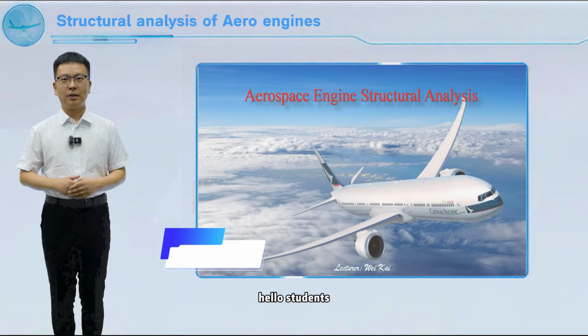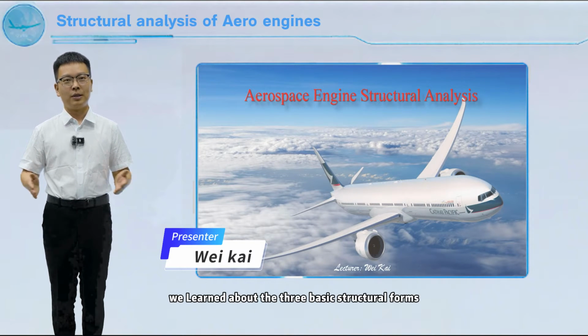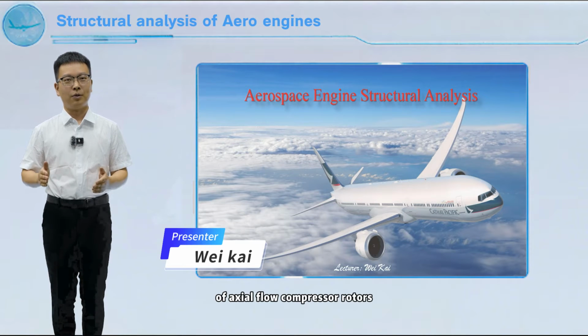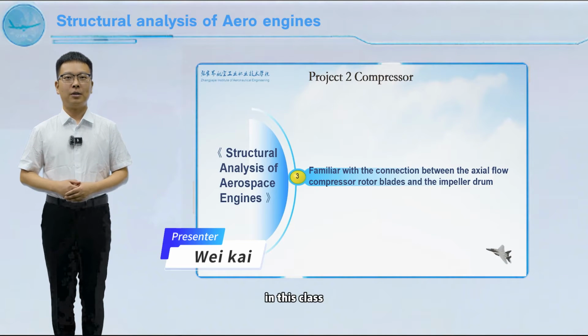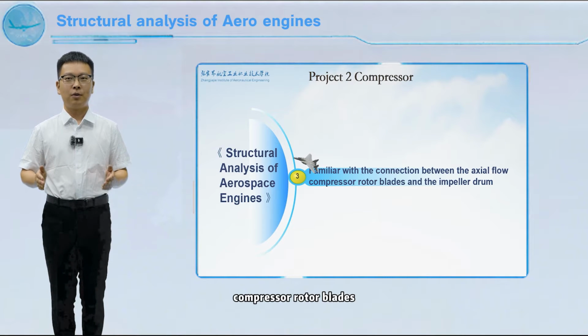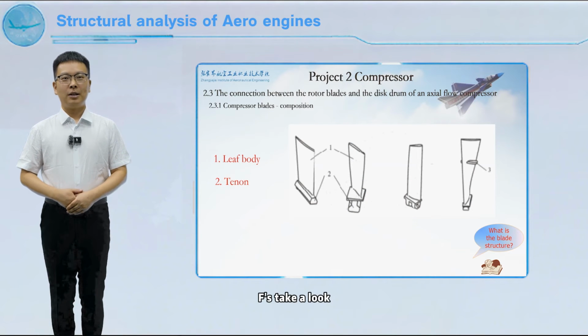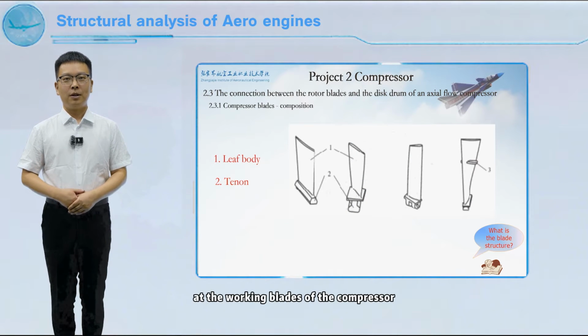Hello students, in the last class we learned about the three basic structural forms of axial flow compressor rotors. In this class we will learn about the connection between the axial flow compressor rotor blades and the impeller drum. First, let's take a look at the working blades of the compressor.